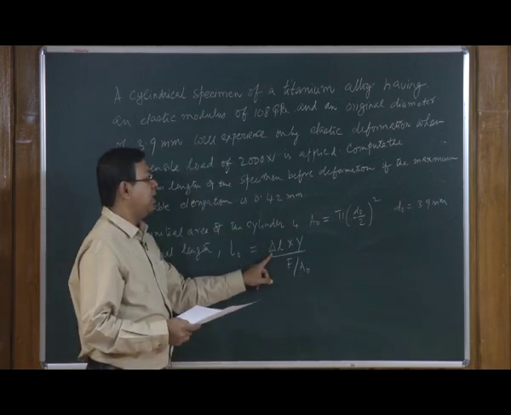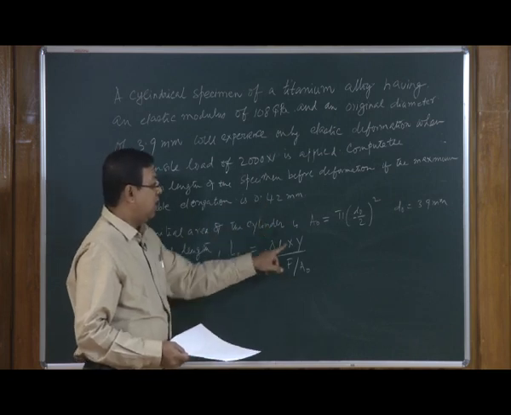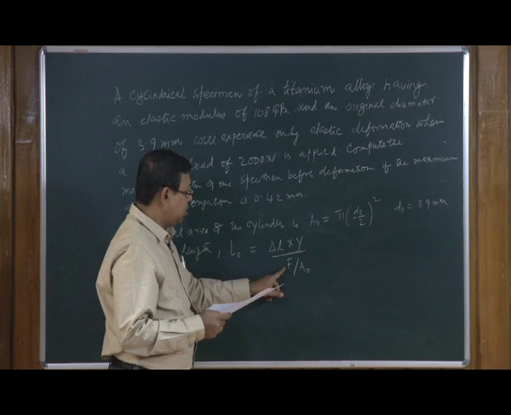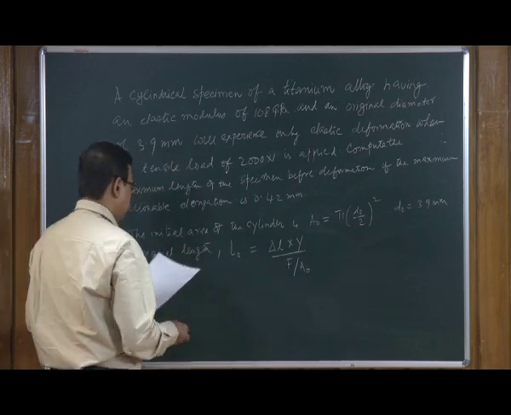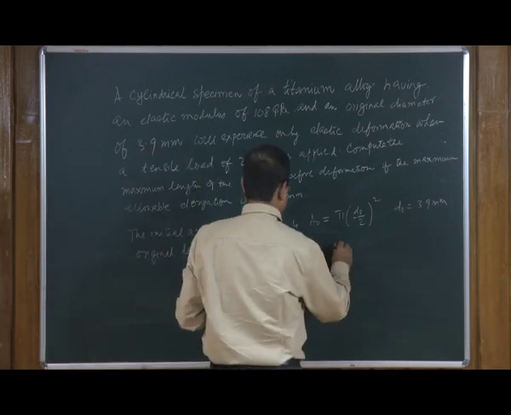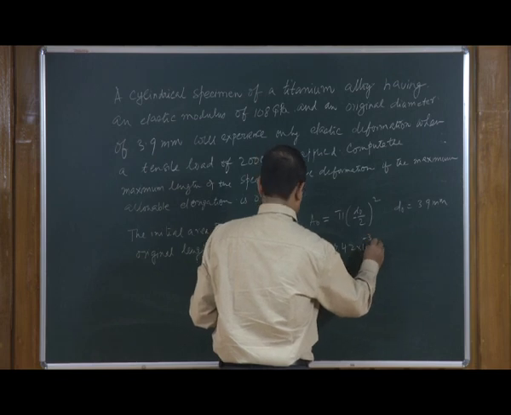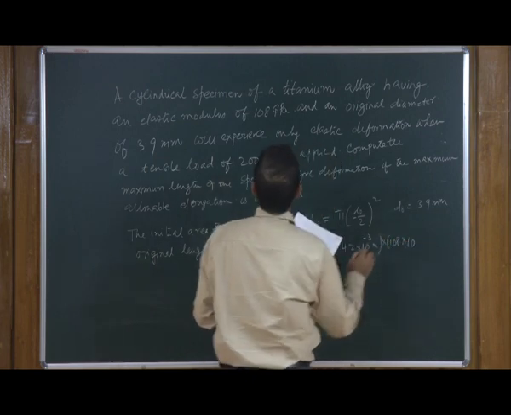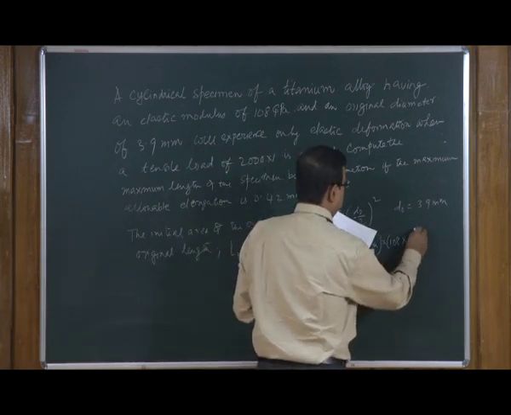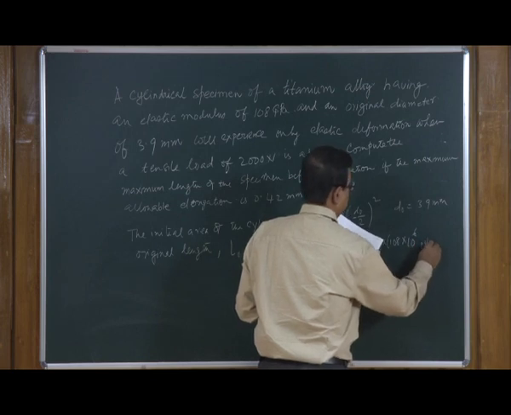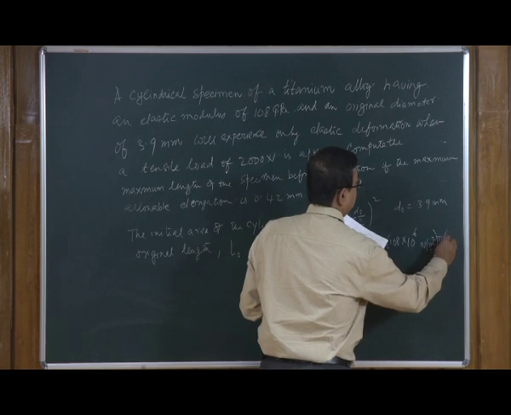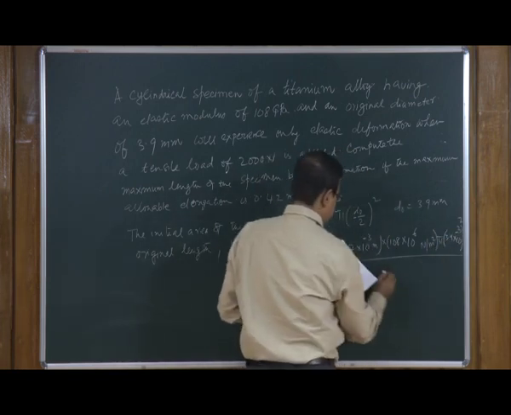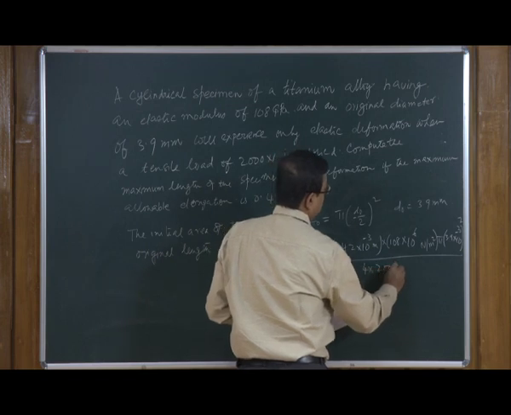where delta L is the elongation, the maximum elongation, which is given, the Young's modulus or the elastic modulus is given, and the tensile load is given to be 2000 Newton, A0 is given. So, now we can put everything here and calculate. So, this is my elongation, this is my Young's modulus, then there is a pi, and then there is a 3.9 into 10 to the power minus 3, there is a square there, divided by 4 into 2000 Newton.